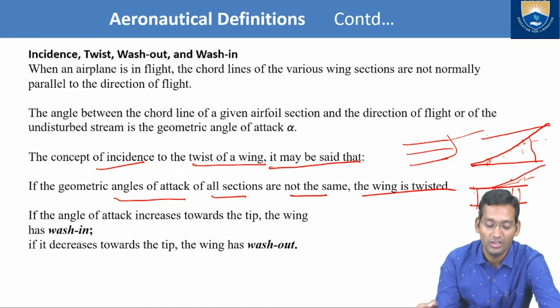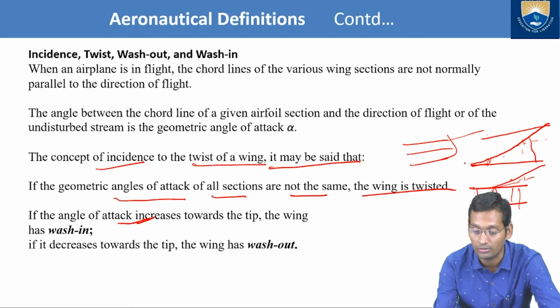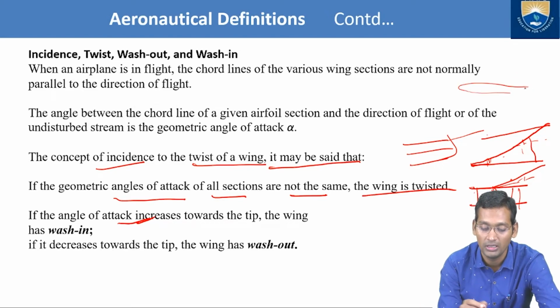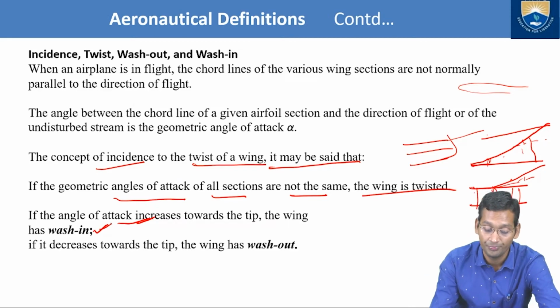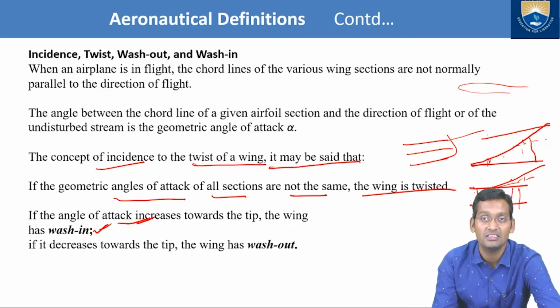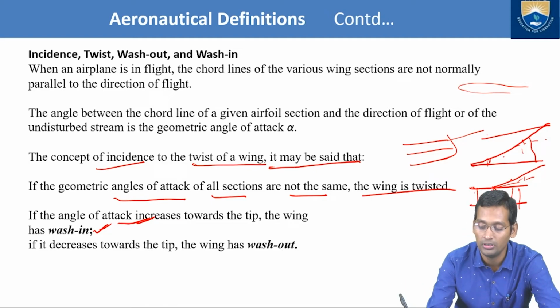Now next, if the angle of attack increases towards the tip, whatever the wing shape is at the tip, if it's increasing, then we can say washin. If it decreases towards the tip, then this is the washout wing type.